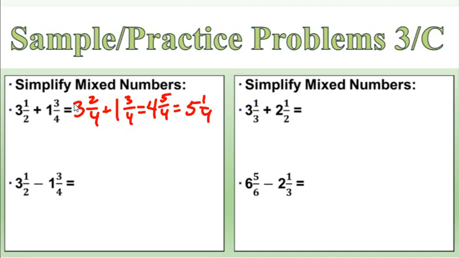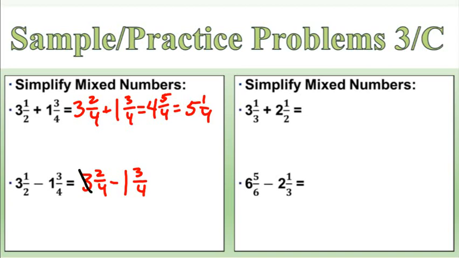3 1/2 minus 1 and 3/4. Common denominator is 4. So I have 3 and 2/4 minus 1 and 3/4. Now I can't take a bigger fraction away from a smaller fraction. So here I need to actually borrow.